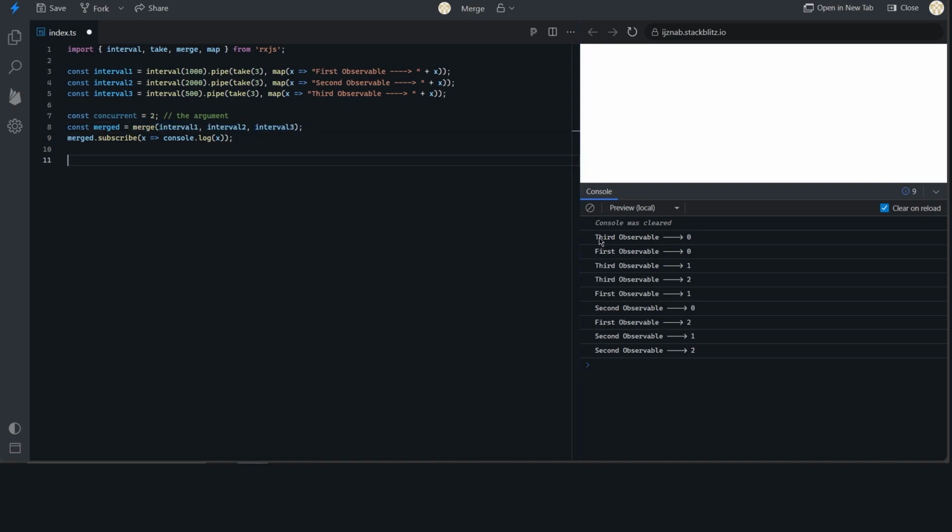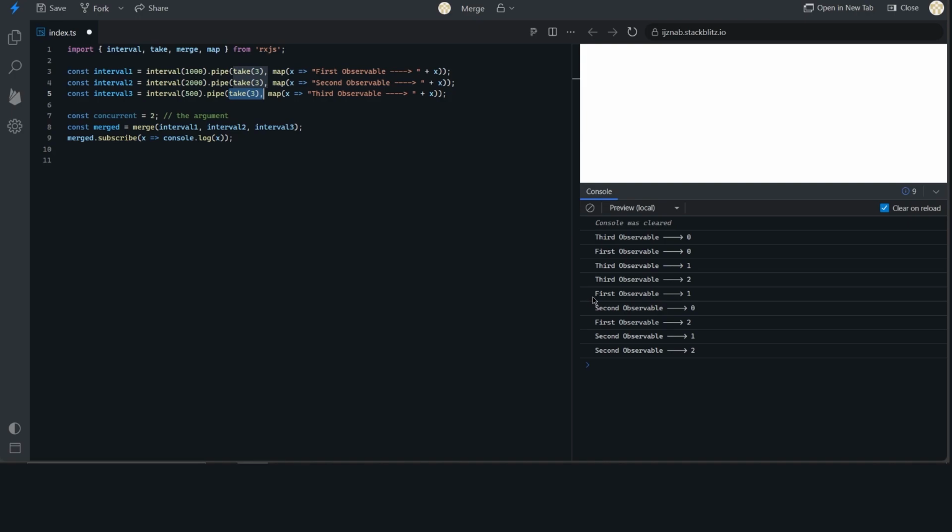So what we see as an output is, since the third observable emits first, we see the third observable emitting the first value at 0. And then after 1 second, we see the first observable emitting its first value and the third observable emitting its second value. And then after 1.5 seconds, the third observable emits its last value. Why am I saying last value? Because we have mentioned take of 3.